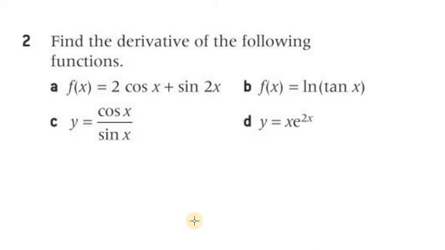Okay, everyone. Today we will discuss question number 2 from Oxford chapter 10. This is chapter review, question number 2. So the question is, find the derivative of the following functions: a, f(x) equals 2 cos x plus sin 2x; b, f(x) equals ln tan x; c, y equals cos x over sin x; and d, y equals x e to the power of 2x. Let's discuss this one by one.